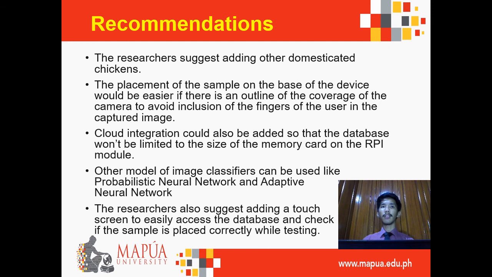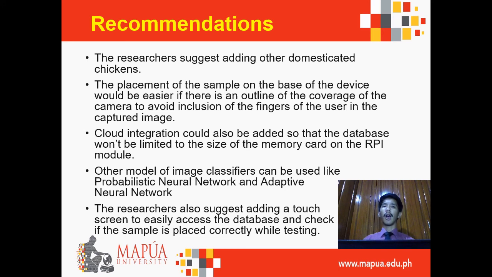Lastly, let us enumerate the recommendations. First, the researchers suggest adding other domesticated chickens or similar breeds. Second, the placement of the sample on the base of the device would be easier if there is an outline of the coverage of the camera to avoid inclusion of the fingers of the user in the captured image. Third, cloud integration could also be added so that the database won't be limited to the size of the memory card on the RPI module.